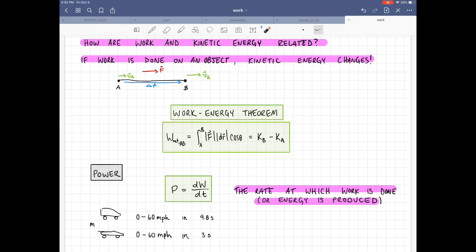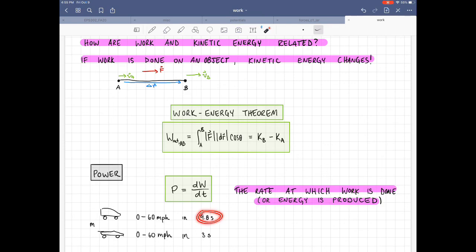The simplest example I can think of to demonstrate this would be comparing a Prius and a Ferrari. A Prius and a Ferrari have pretty much the same mass, about 3,000 pounds, but a Prius goes from 0 to 60 in just about 10 seconds, a little over 9 seconds. But a Ferrari goes from 0 to 60 in about 3 seconds.